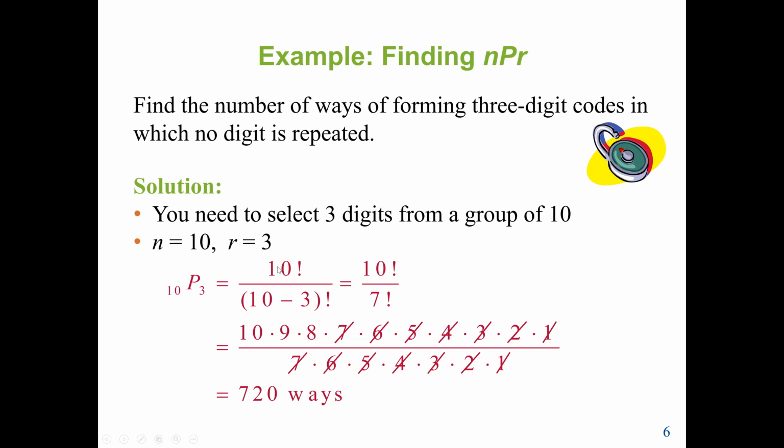So it will be 10 factorial divided by 10 minus 3 factorial, which gives us 10 factorial divided by 7 factorial. Then we have 10 times 9 times 8 times 7, 6, 5, 4, up to 1, divided by 7 factorial, so 7, 6, 5, 4, 3, 2, 1. Then we can see the 7, 6, 5, 4, 3, 2, 1 will cancel. So our final solution will be 10 times 9 times 8, which gives us 720 ways.